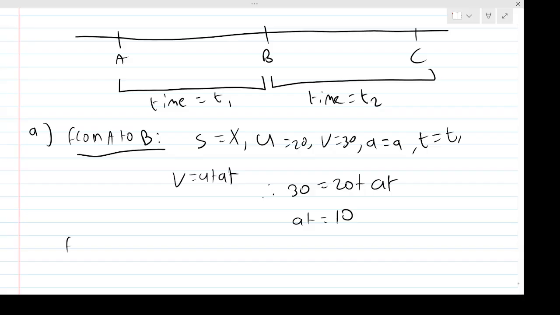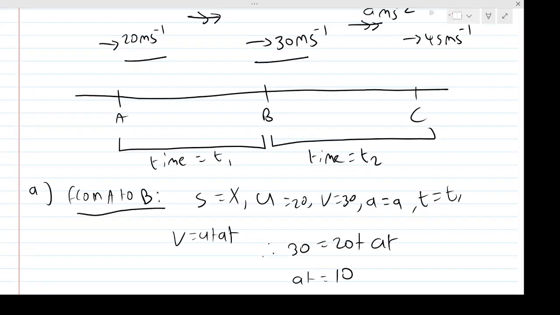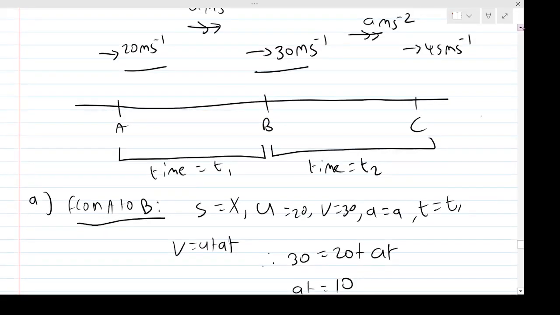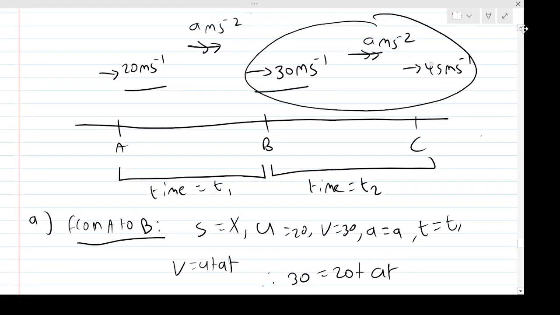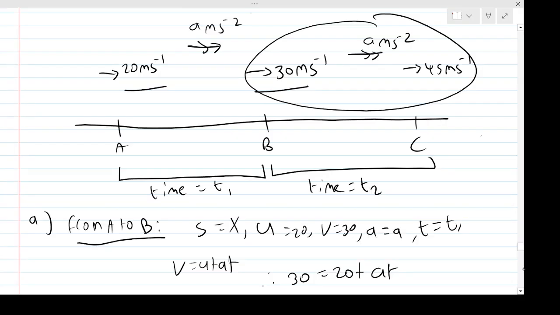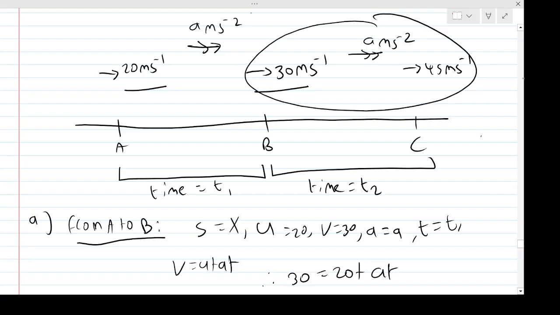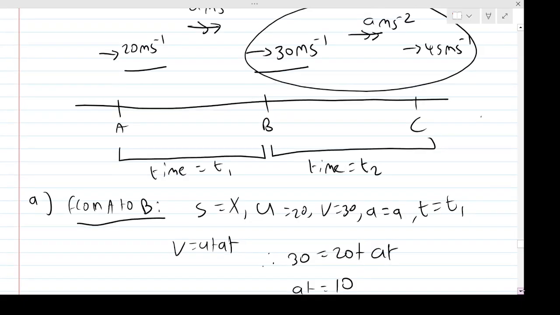Now, if I consider from B to C, so now I'm working with this part of the journey. That's from 30 to 45 meters per second. So if I do SUVAT again, S again I don't care about. U is 30 and then 45 for V. A is still A because it's the same constant acceleration, and T is T2. Okay, T2 here. So that should be T1, it should be T1 up here.